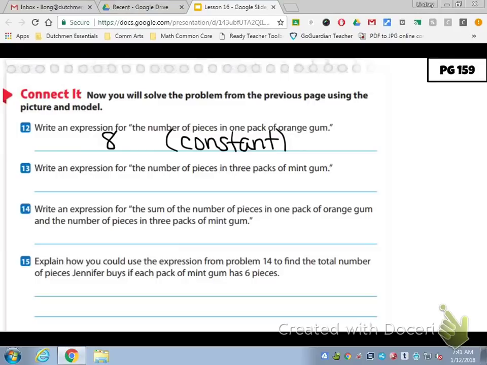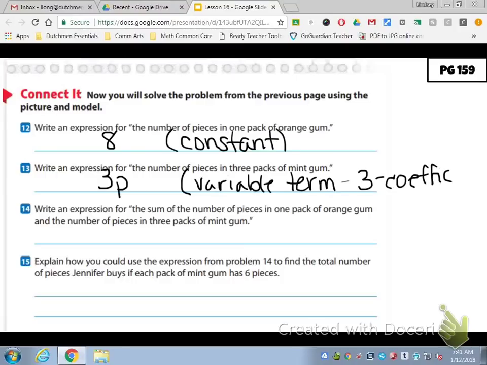13. Write an expression for the number of pieces in 3 packs of mint gum. Well, we have 3 packs. We don't know how many pieces, so we used the variable P, and we know we'd multiply those, so I put them side by side. So this term is a variable term. Just throwing in those words in there so that you start getting used to them. The 3 is the coefficient, and then the P is your variable. Got to get used to those terms. We're going to start using them a lot.